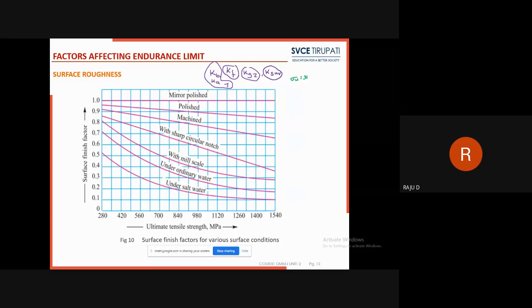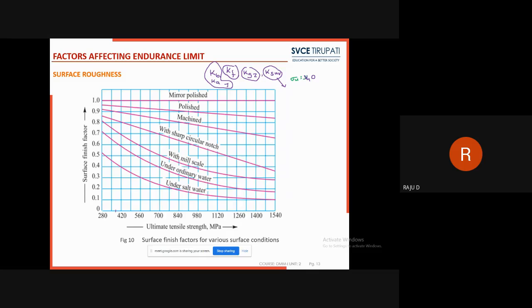This K surface finish factor we are going to take from this graph. Please, all of you remember: sometimes they will not give you the data in your examination. At that time, bring the graph to the examination hall and take the value from this graph. Suppose they give 340 megapascal and the type of specimen is a polished one, a mild steel polished specimen. So see this, where is 340 megapascal? Ultimate stress level 280, 282, so 340 is maybe nearly this point.